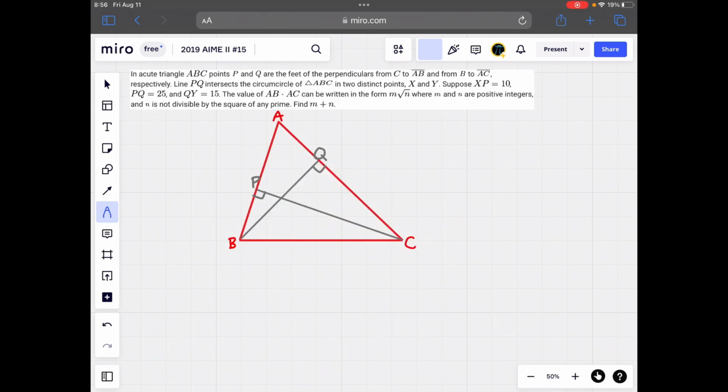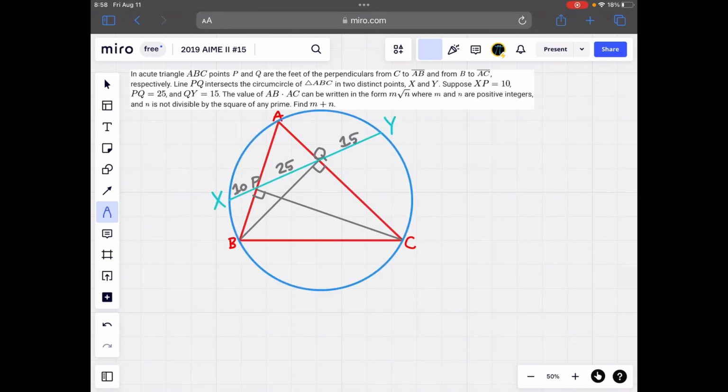We have acute triangle ABC, and we have altitudes CP and BQ onto sides AB and AC respectively. Now we have line PQ, which is given to intersect the circumcircle of ABC in two different points, X and Y. We have XP equals 10, PQ equals 25, and QY equals 15. Based on this, we want to find AB times AC.